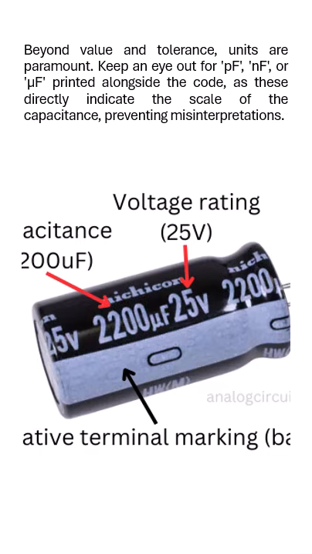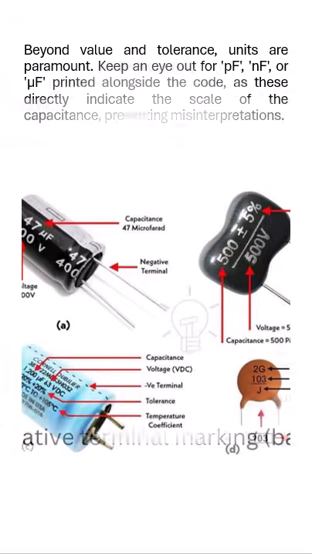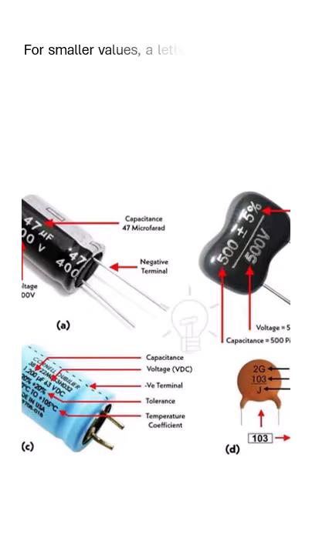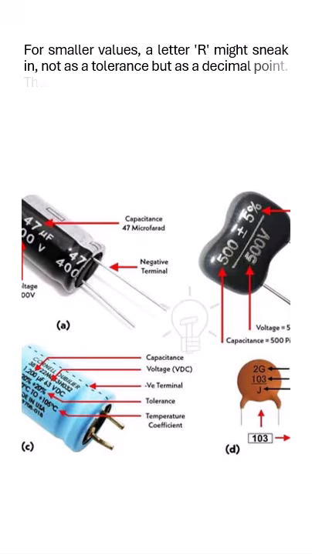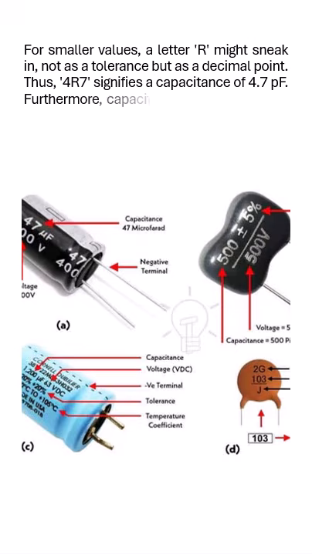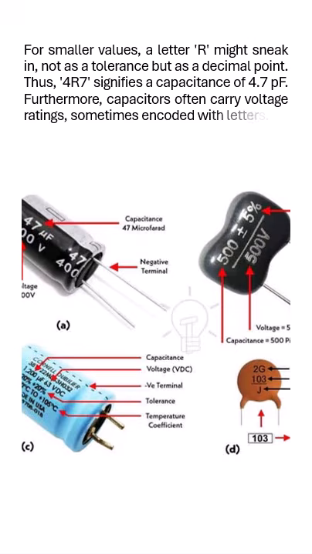Beyond value and tolerance, units are paramount. Keep an eye out for pF, nF, or F printed alongside the code, as these directly indicate the scale of the capacitance, preventing misinterpretations. For smaller values, a letter R might sneak in, not as a tolerance but as a decimal point. Thus, 4R7 signifies a capacitance of 4.7 pF.